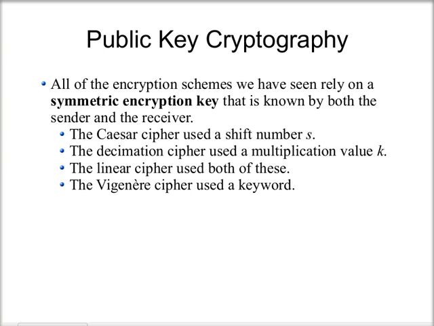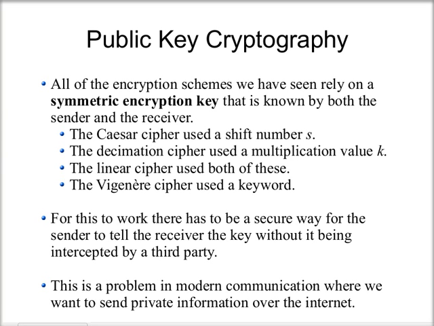So for the Caesar cipher, the key was the shift number S. For the decimation cipher, the key was the multiplication value key K. The linear cipher used both of these for its key, and the Vigenère cipher used a keyword.